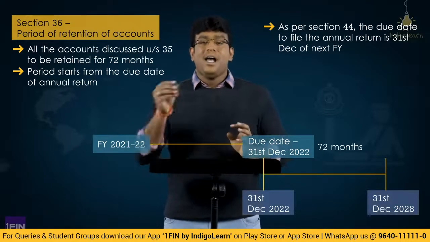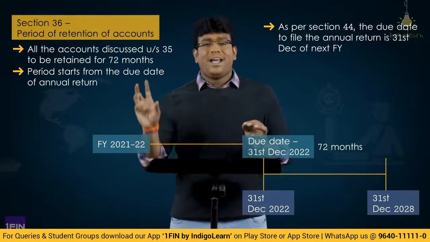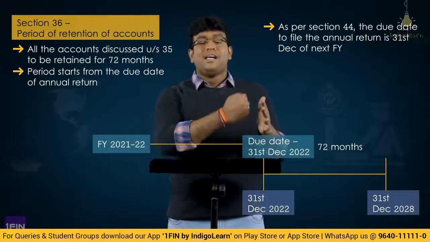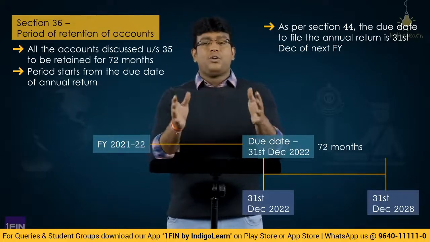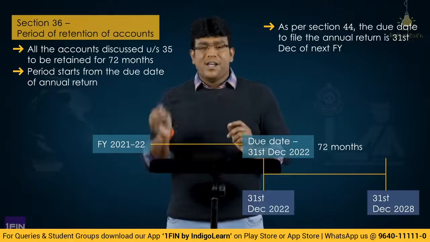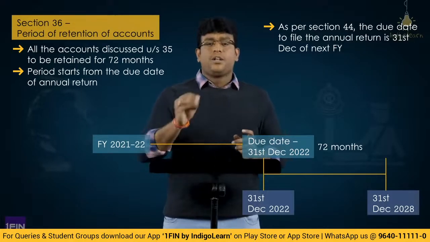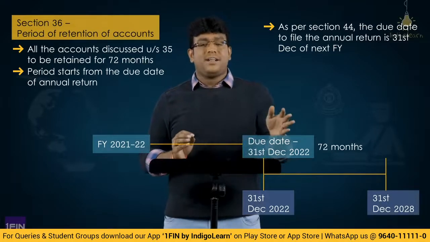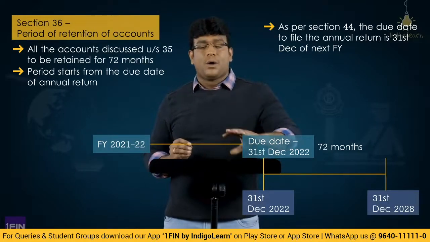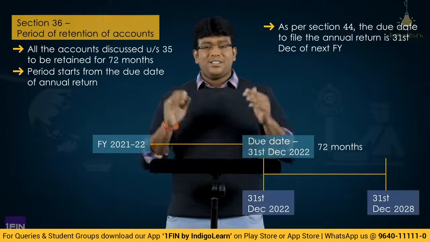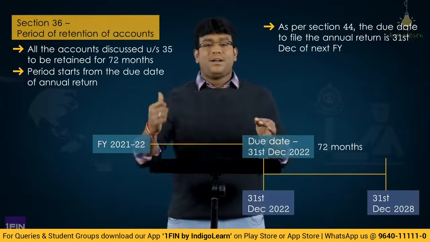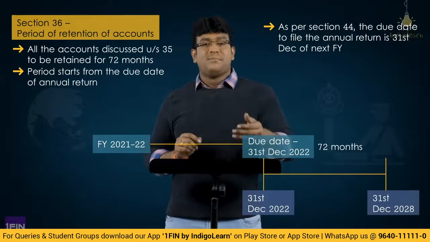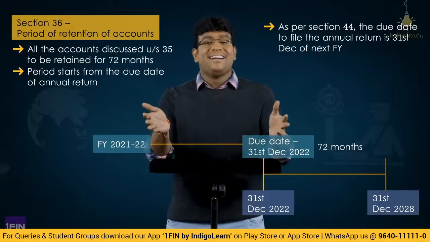So in simple terms, records pertaining to financial year 21-22 should be maintained for a span of 72 months from the due date of filing annual return. So for 21-22, the due date to file annual return is 31st December 2022. From there, 72 months is 31st December 2028. So in simple terms, records pertaining to 21-22 should be retained up to 31st December 2028.